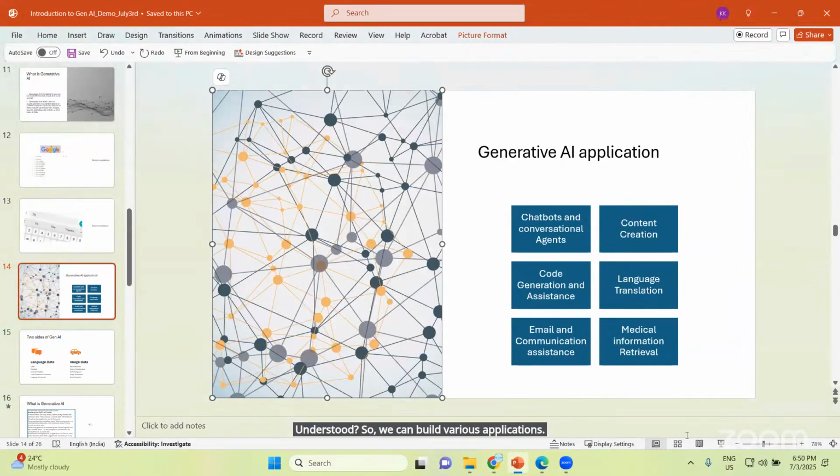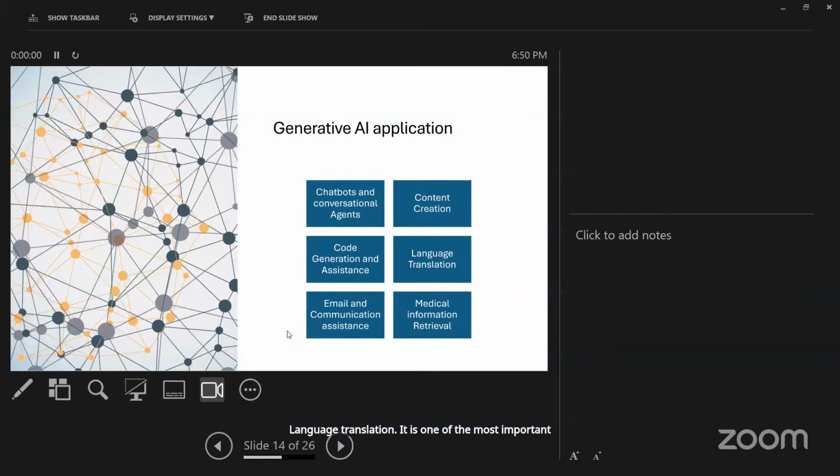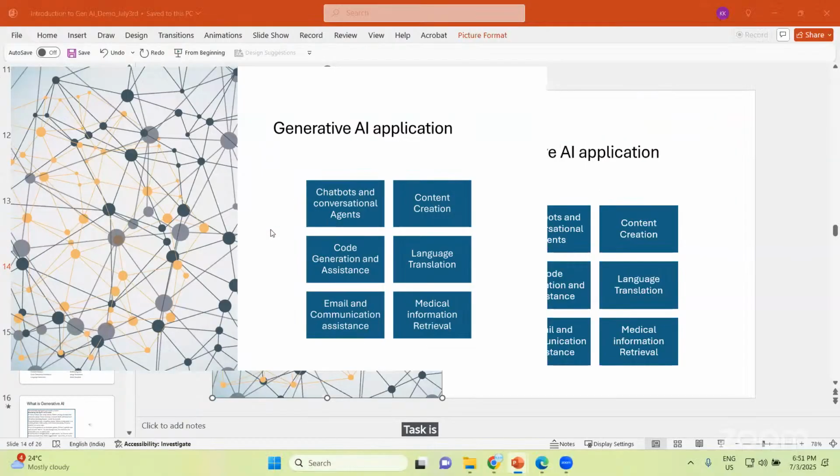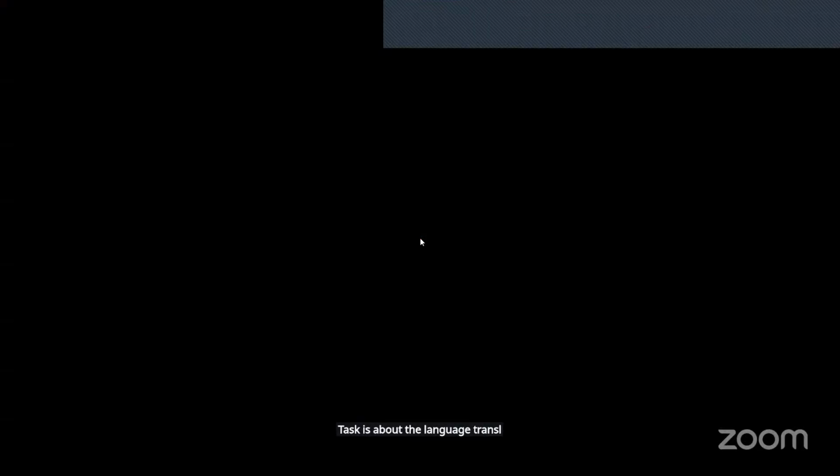Okay, understand about this. Language translation is one of the most important tasks. One of the most important tasks is language translation. What do you mean by translation?